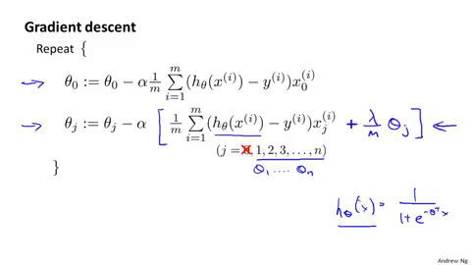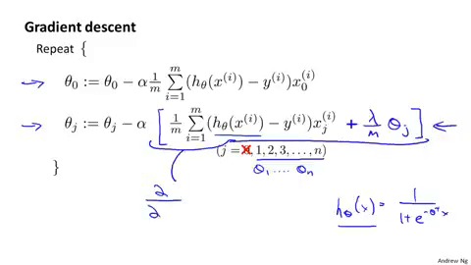And of course, just to wrap up this discussion, this term here in the square brackets is the new partial derivative with respect to theta j of the new cost function J of theta, where J of theta here is the cost function we defined on the previous slide that does use regularization. So that's gradient descent for regularized logistic regression.